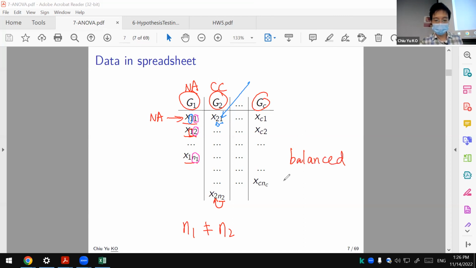And in this case, if it is not the same, then it's called unbalanced. In the one-way ANOVA, we allow unbalanced. We can do different things, but when we work with the two-way ANOVA, we're working on the balanced one. Because two-way ANOVA is very complicated, that's why we focus on the easiest case. For one-way, we don't have any this kind of restriction.